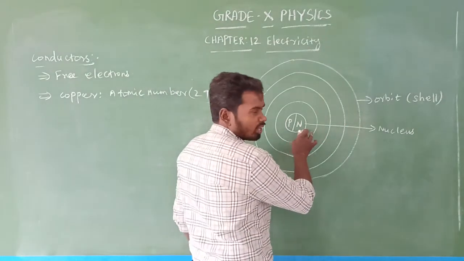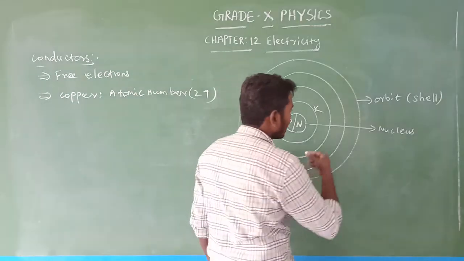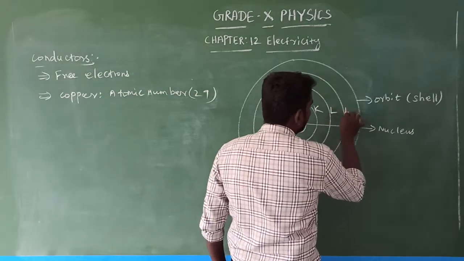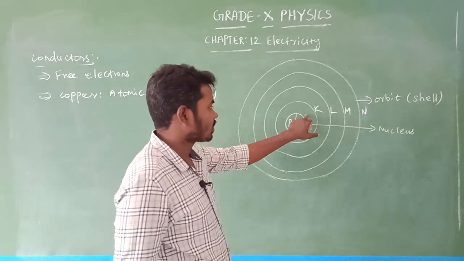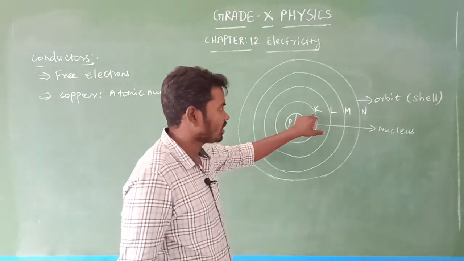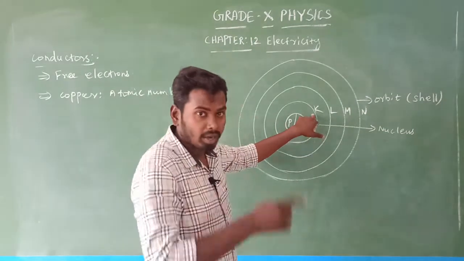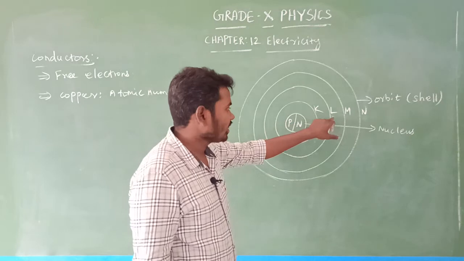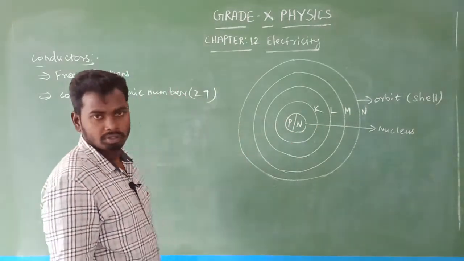After the nucleus, the first shell, which means the first orbit of the electron revolving path, is called the K shell, the second L, the third M, and the fourth N. Is it clear?